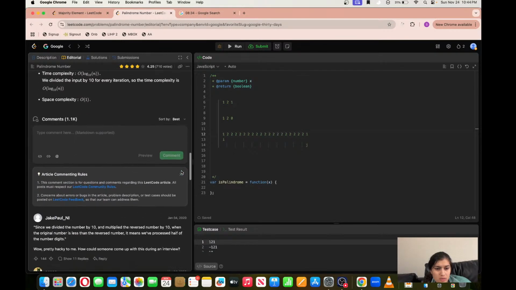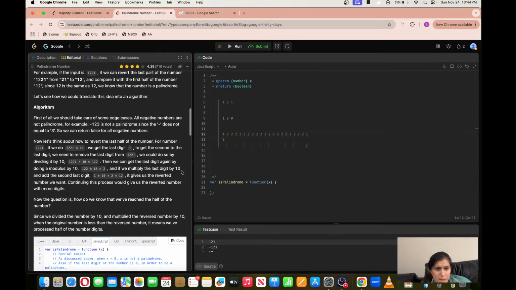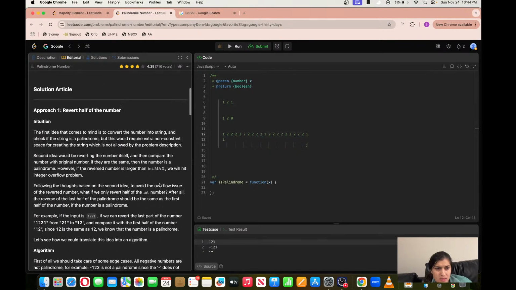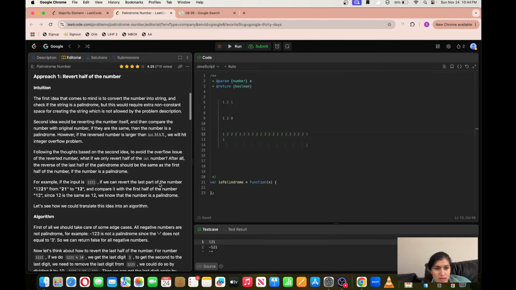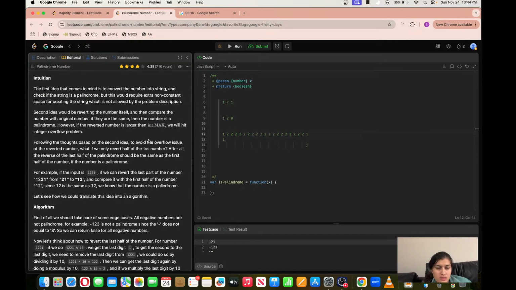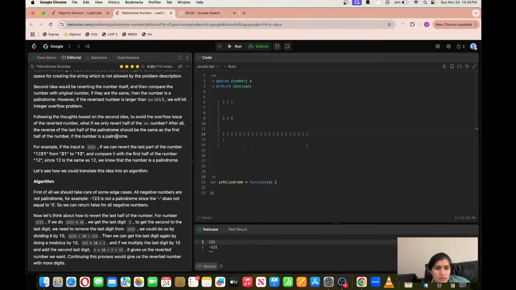Oh, there is only one solution? The first idea that comes to mind is to convert the number to a string and check if it is a palindrome, but this would require non-constant space for creating the string. Yes. The second idea would be reverting the number itself and then comparing it with the original, and if they are the same, then the number is a palindrome. However, if the reversed number is larger than integer dot max, we will hit an integer overflow problem. Yeah, that's what the problem was hinting at, right?